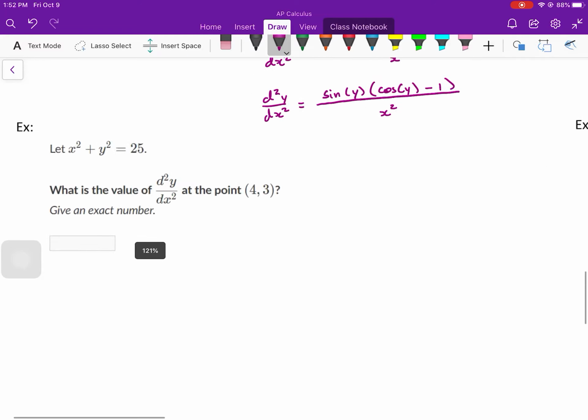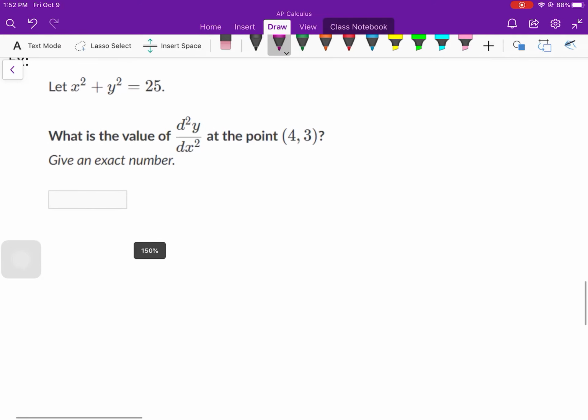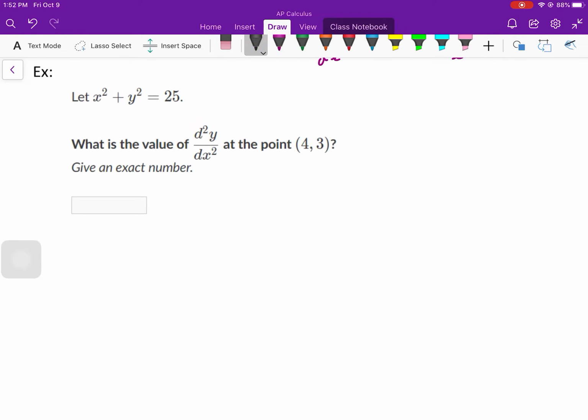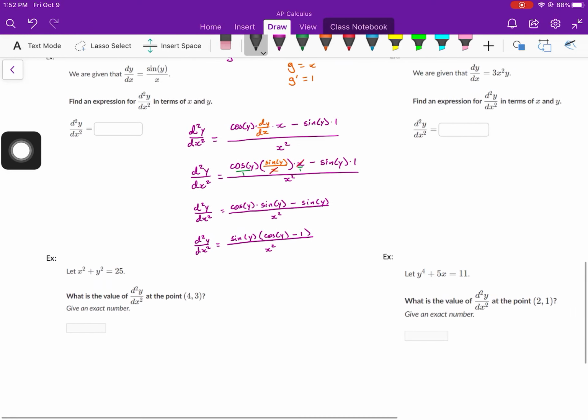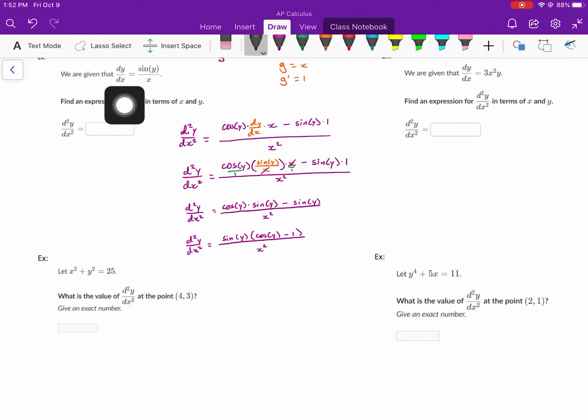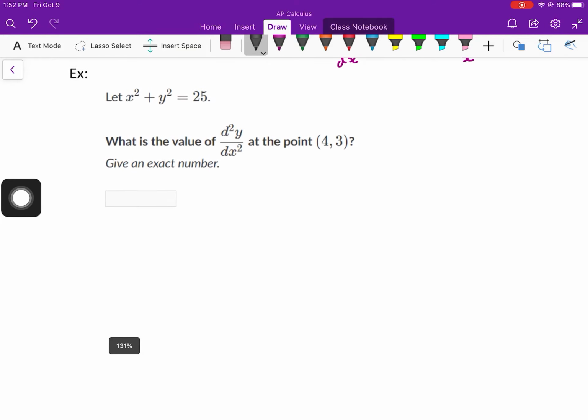So let's go ahead and go over another one. This time we're going to plug in a point. And these are a little bit easier, even though now we're not starting with the first derivative. It was kind of nice in that first example. We started with the first derivative, so we just had to take one derivative. This time we're going to have to do two derivatives.